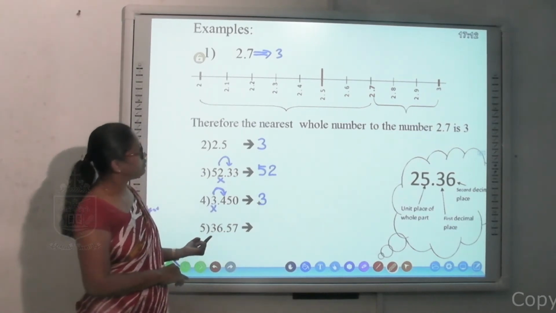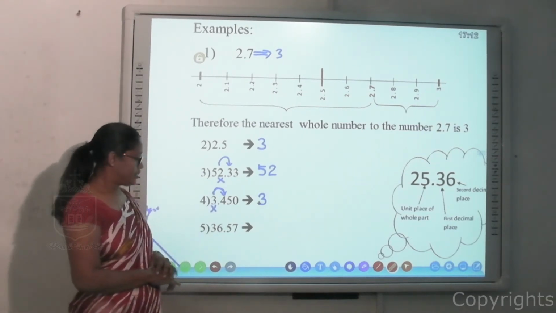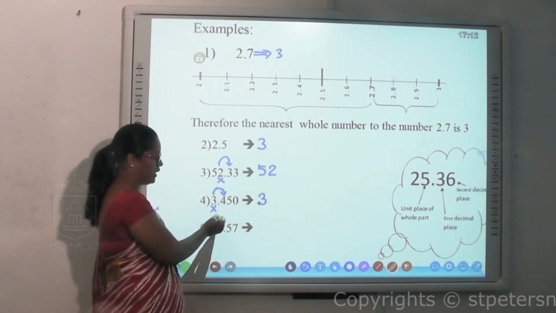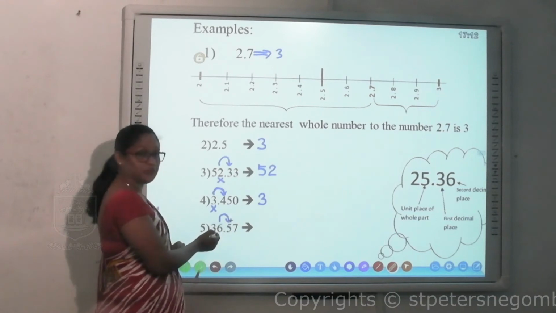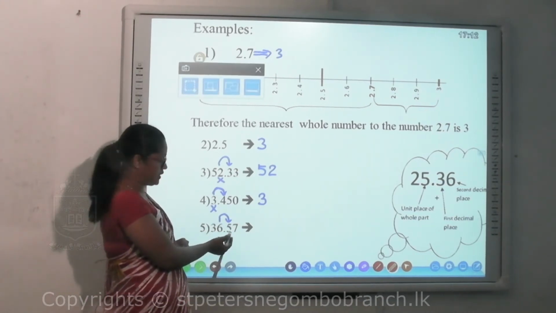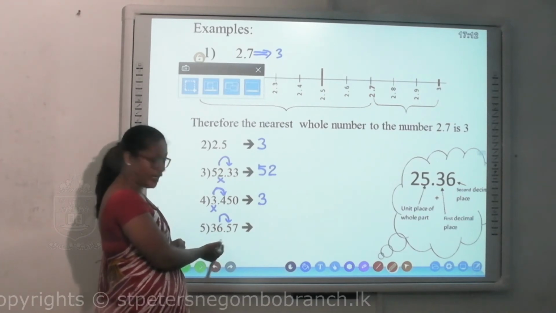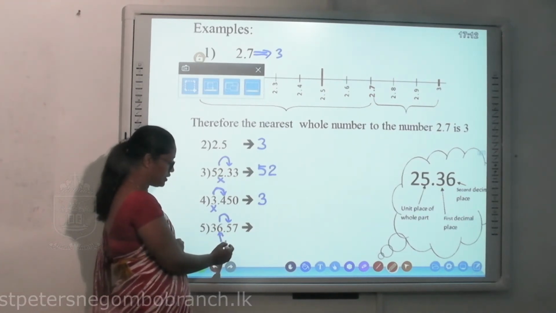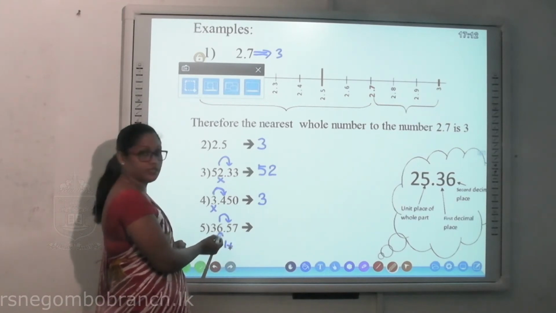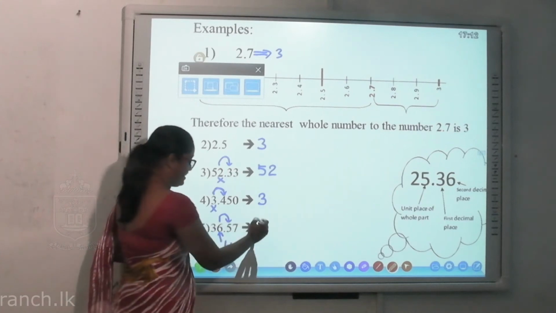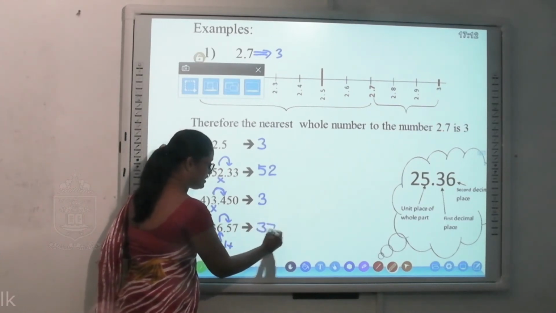Now question number 5 here. So this is the unit place of the whole number. Now you just look at the first decimal place, it is exactly 5, right? It is exactly 5, that means you should add 1 to the unit place. We will add 1, so this will be 7. So the nearest whole number for this decimal number is 37, right?